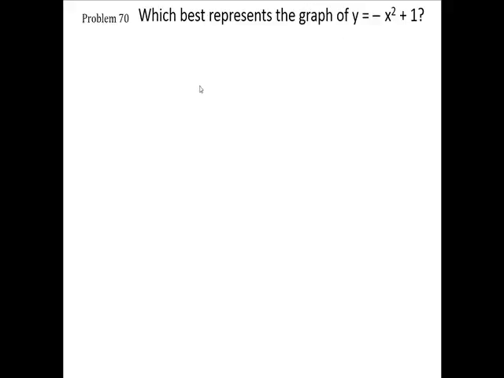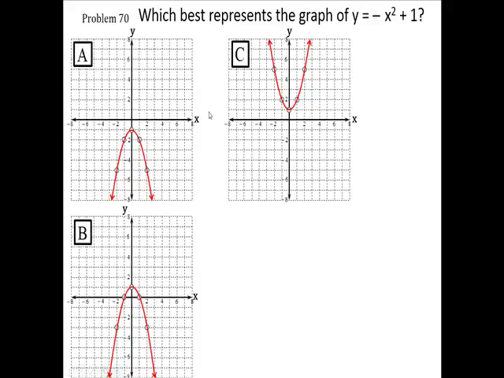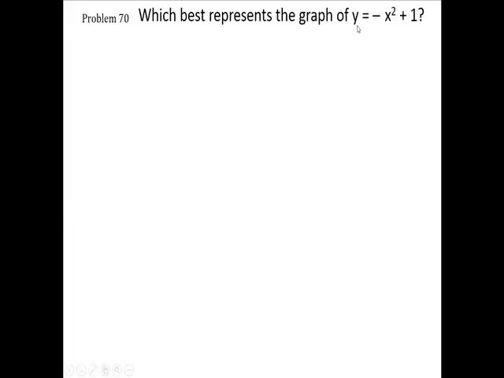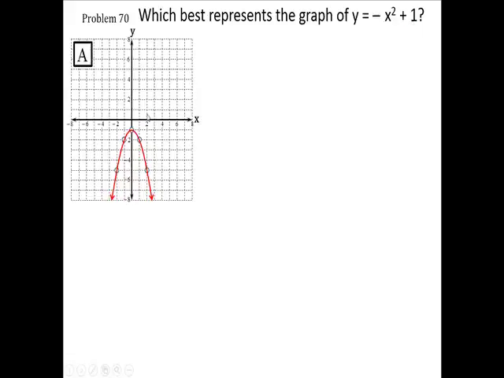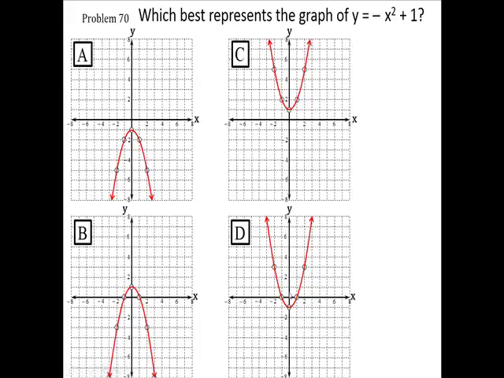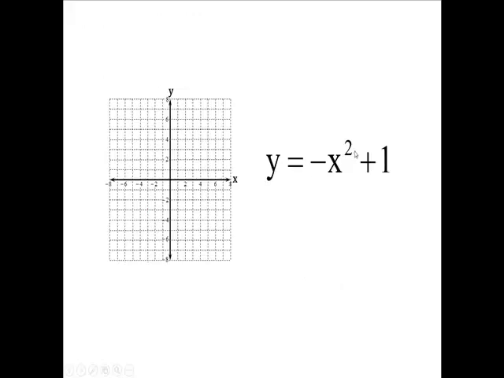Which one of these four pictures best represents the graph of this function, y equals negative x squared plus 1? We have picture A, B, C, or D. Okay? So in other words, we want to graph this function here. We want to graph this.